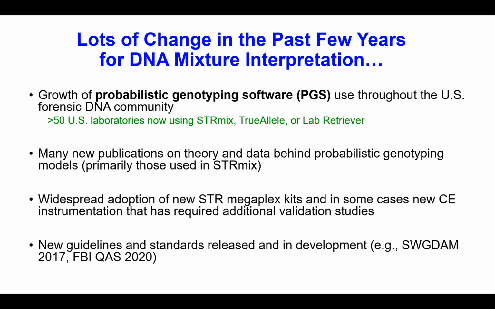One of the things that's happened in the last couple of years with the growth in the national DNA database is widespread adoption of new megaplex kits, and people are switching to new instruments. That means lots of new validation studies have been done. Also, in a recent review I did, I found that in the last 3 years there have been 34 new guidelines or standards published related to DNA. I illustrate two here, from SWGDAM and from the FBI quality assurance standards, that are changing. That means there's lots of new information for laboratories to absorb and learn from.